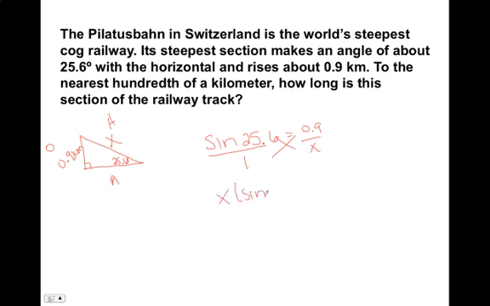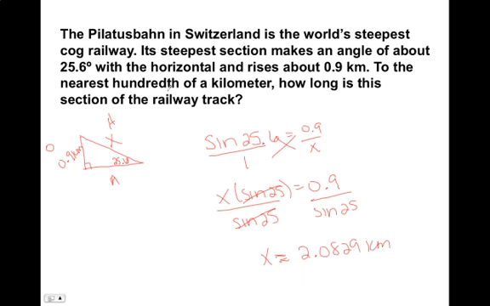x times the sine of 25.6 equals 0.9. Divide both sides by sine of 25.6. Notice I have not typed anything in the calculator yet because we want to round at the very end. And we get x is approximately 2.0829 kilometers. And since it said round to the nearest hundredth, we're going to have an answer of 2.08 kilometers.